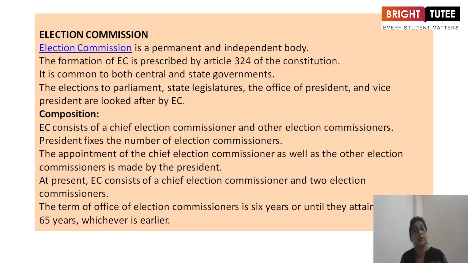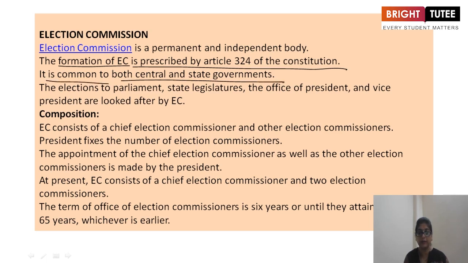The Election Commission is also an independent body and it is a permanent one. The formation of the Election Commission is prescribed by Article 324 of the Constitution. It is common to both central and state governments. The elections of Parliament, state legislature, and the offices of President and Vice President are looked after by the Election Commission.